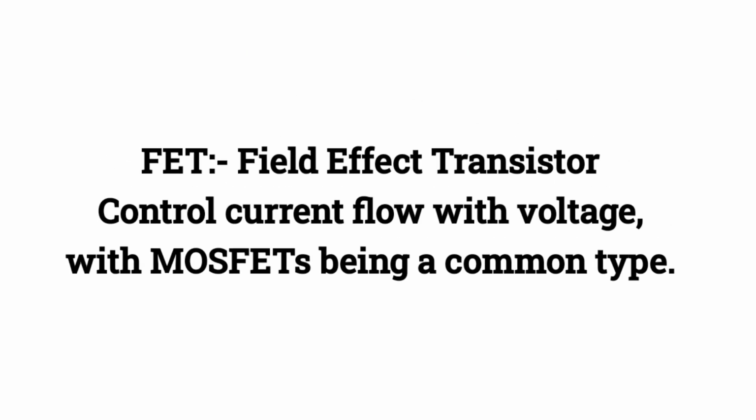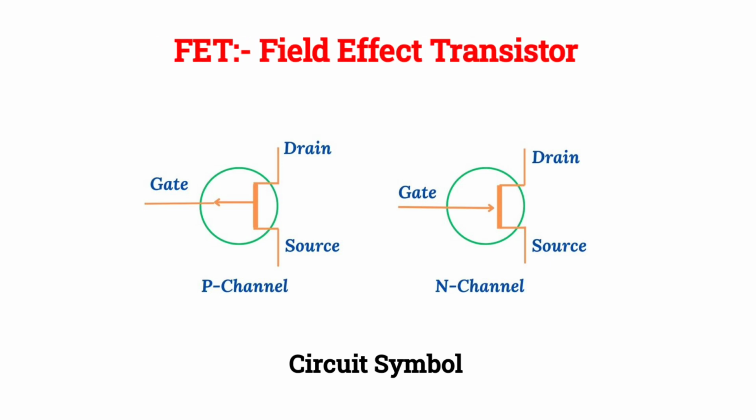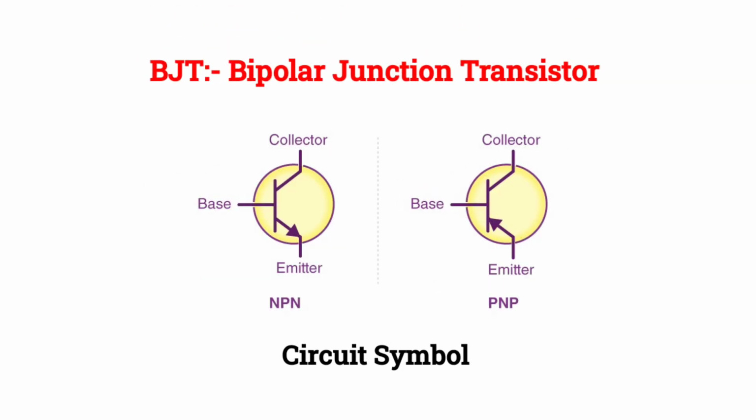FET, field effect transistor: controls current flow with voltage, with MOSFETs being a common type. BJT, bipolar junction transistor: controls current flow with current. FET circuit symbol. BJT circuit symbol.